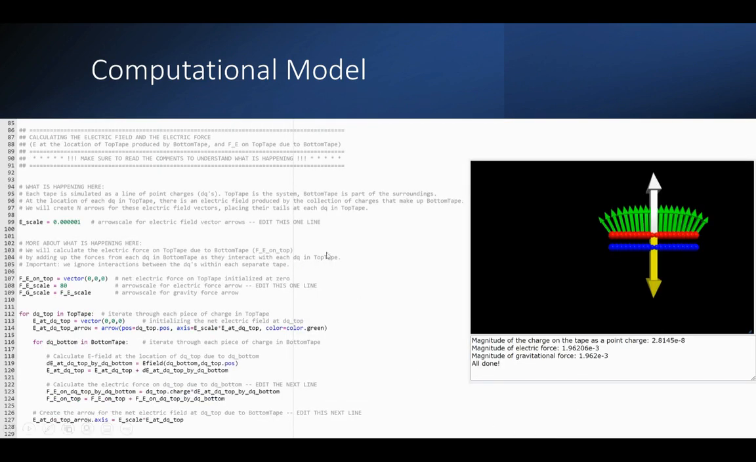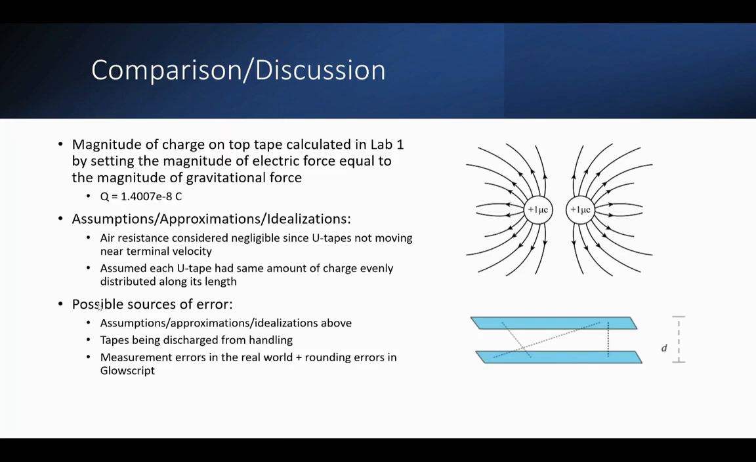Calculating the electric field and electric force was fairly simple. First, I defined a scale, and then some vectors for the electric force on the top tape and the gravitational force on the top tape as well. Then I split the top tape into, in this case, 20 point charges, and then found the electric force from each point charge, summing them up as I went.